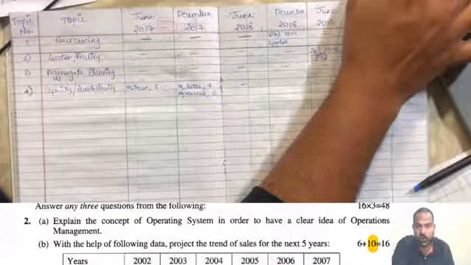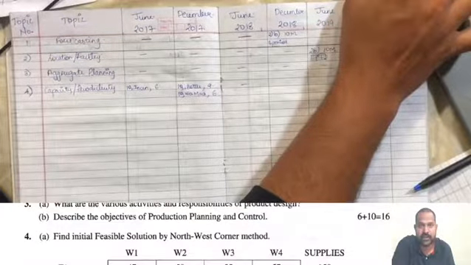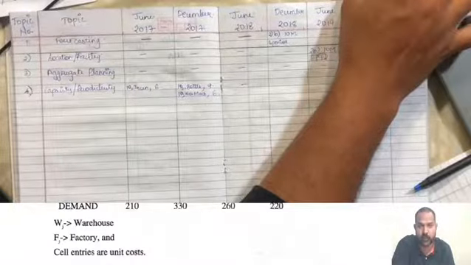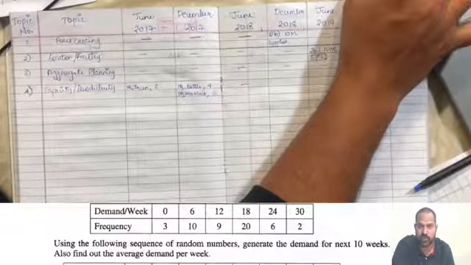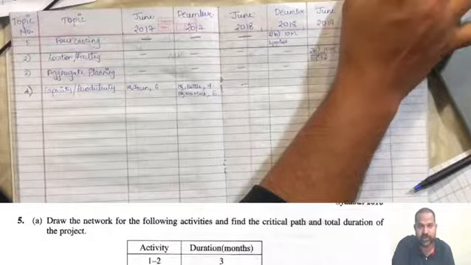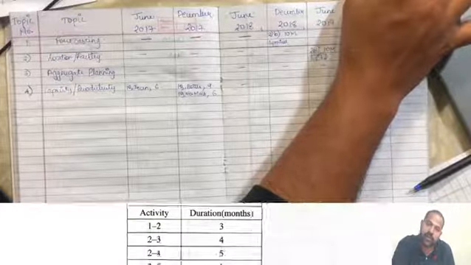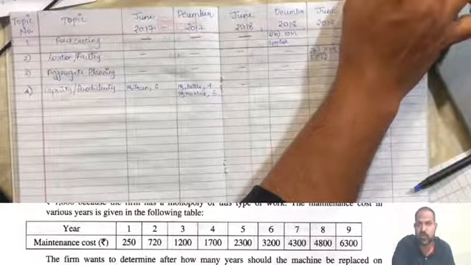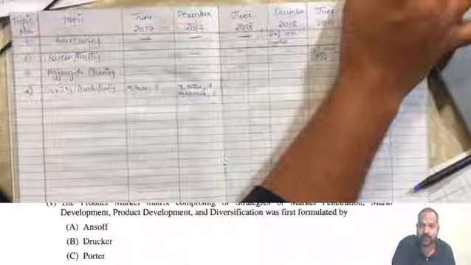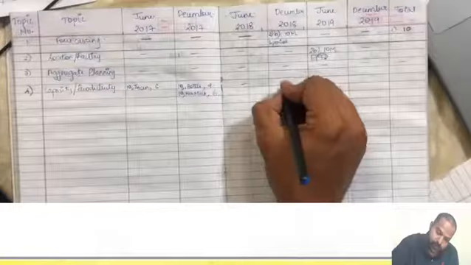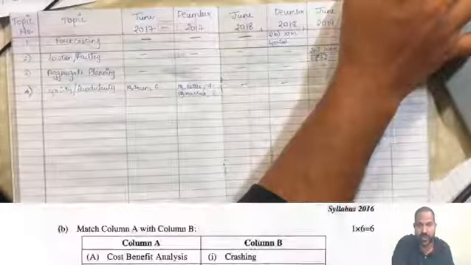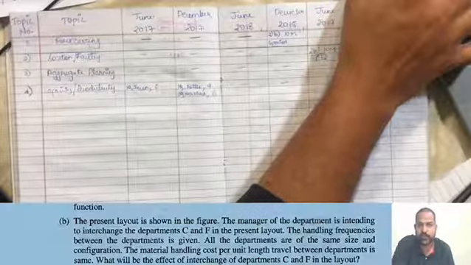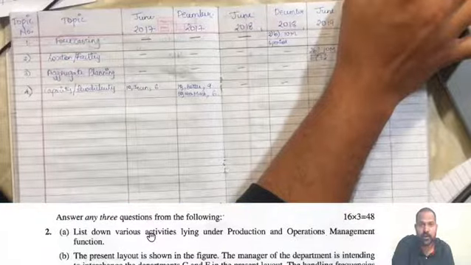2B is done already, is forecasting. 3AB is theory. 4A is transportation, so no. 4B is simulation, so no. 5A is network, and 5B is maintenance management. So no and no. That's it then. No questions asked in that paper also, the December 18. Let's come to the June 19. June 19 2A.